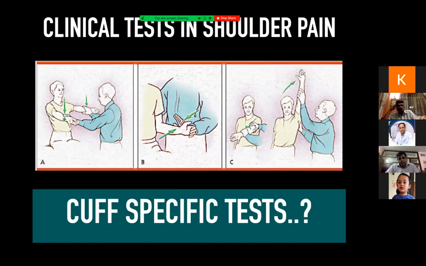Yeah, I do the Kennedy test, the Neer impingement test, and sometimes I do give an injection also, to distinguish whether it is impingement alone or it has got a tear of the rotator cuff also, supraspinatus.